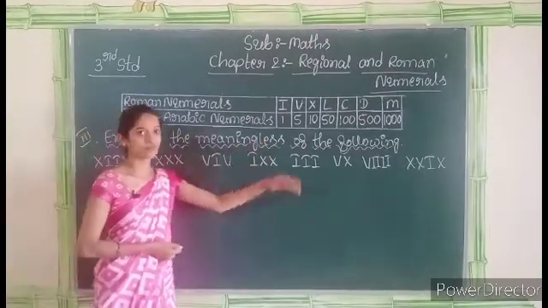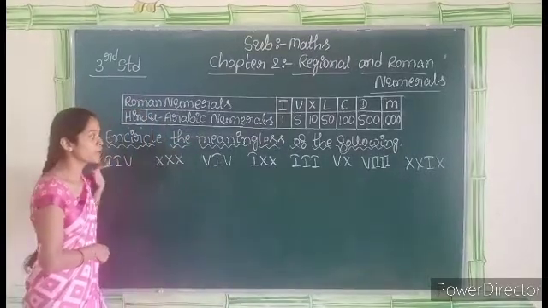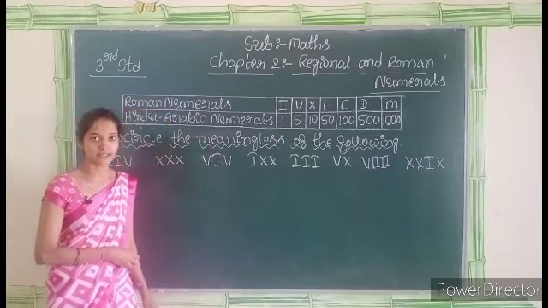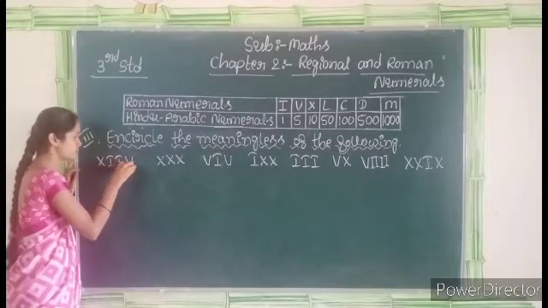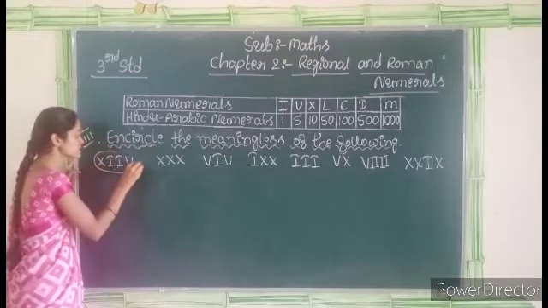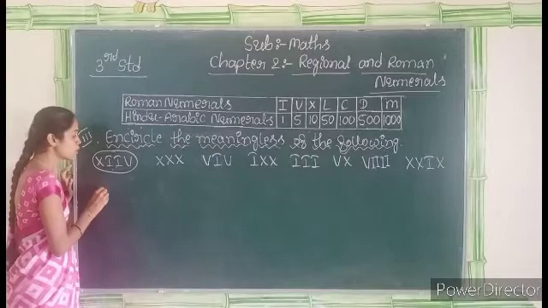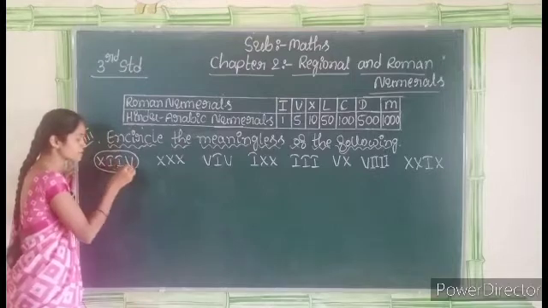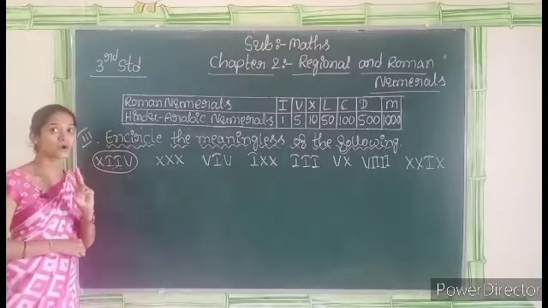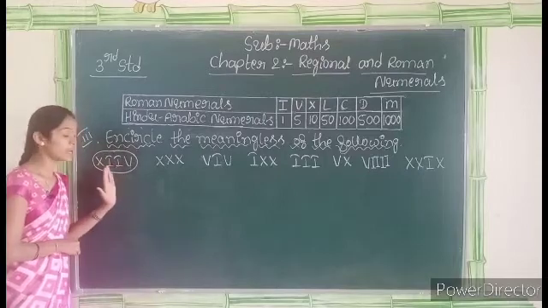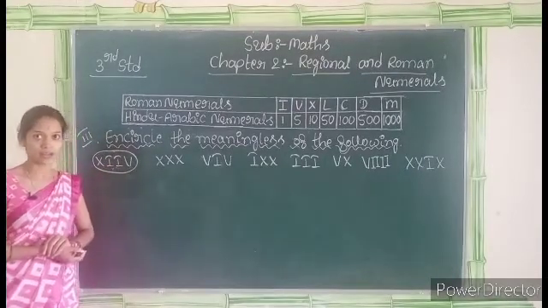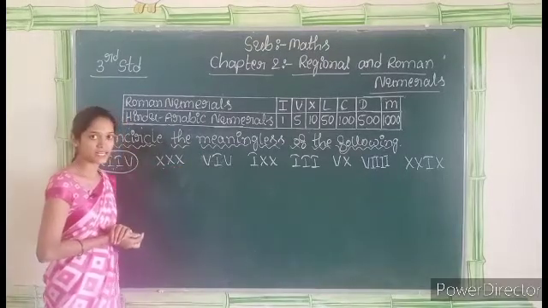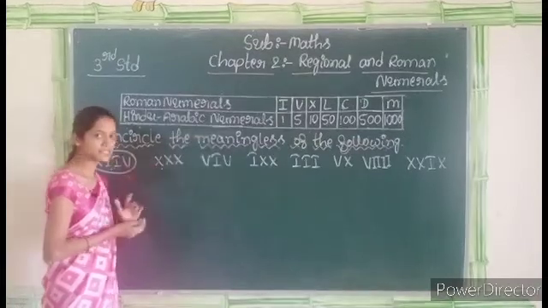Encircle the meaningless ones of the following. So we have to circle the meaningless ones among these Roman numerals. XIIV: this is a meaningless Roman numeral. Why? Because here these two I's are written on the left side of this V. Remember, two I's should not be written on the left side of any numeral. And here XXX. This has a meaning. Why? Because X represents 10.